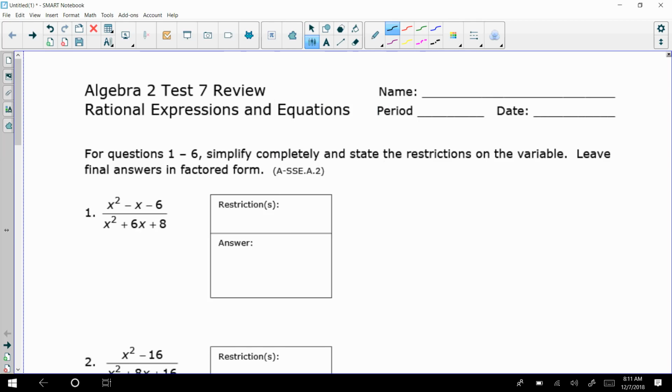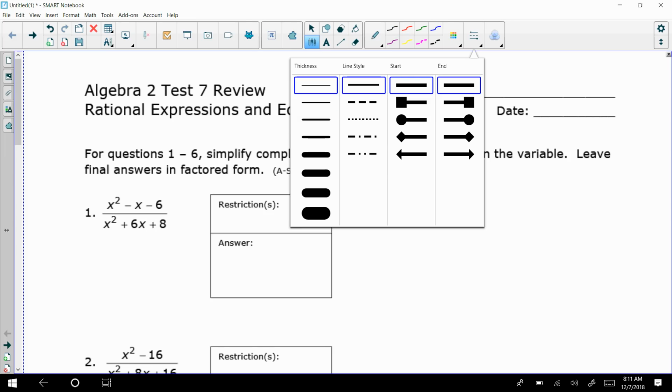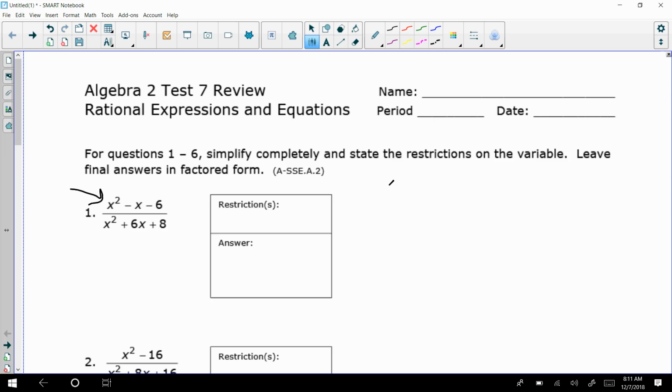Okay, so the first section is all about factoring and canceling. What we're going to do is start off by factoring the top. This one right here is a simple ABC. So two numbers that multiply to 6 and add to -1. We're going to have 3 and 2. To get the -1, it'll have to be a negative and a positive.